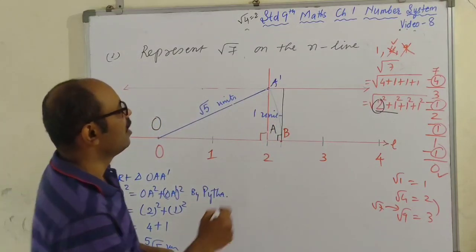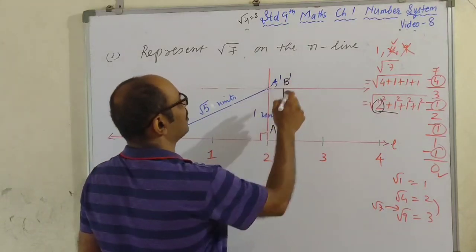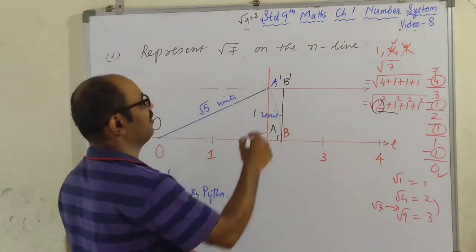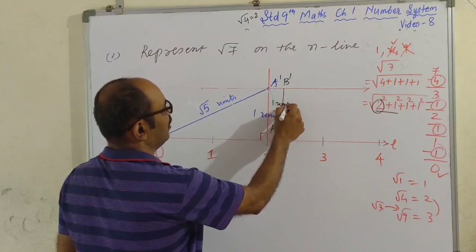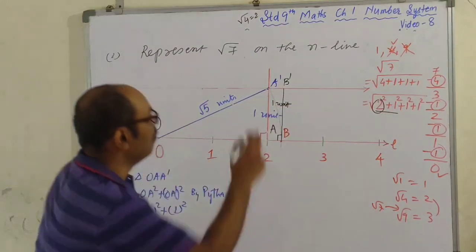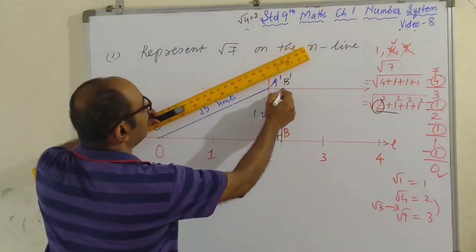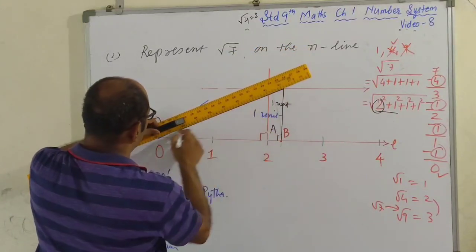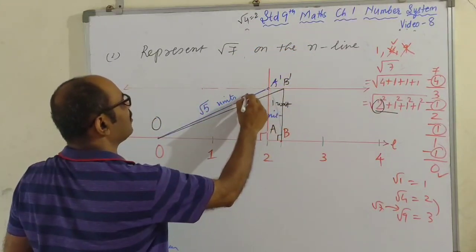Alright? Fine. Now this point I got is B dash. And you know BB dash is 1 unit. You may write 1 unit. And if you join this B dash with O, it will be root 6. Now you can get it sequentially.